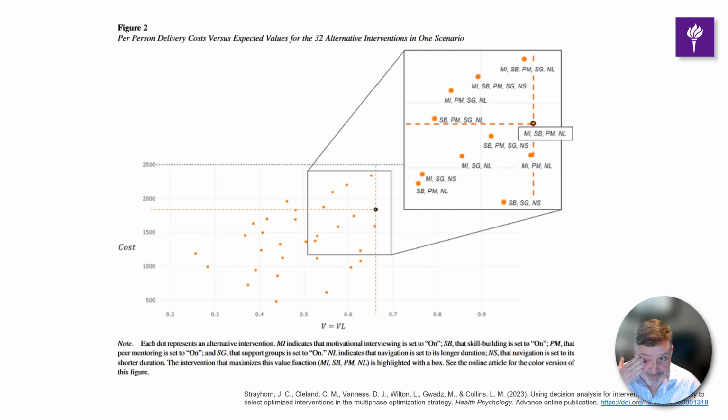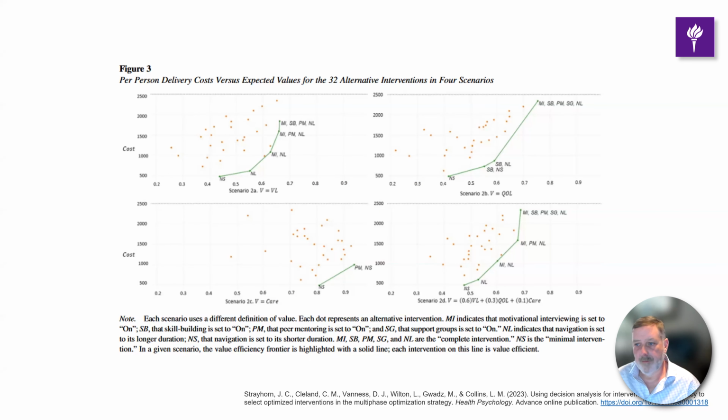Now the question is, is that our optimized intervention? How would we decide? And what if we didn't only care about viral load, but we cared about other outcomes as well? So from figure 3 in this paper, we now have identified the value efficiency frontiers for 4 different scenarios. In the upper left scenario, that is the value efficiency frontier for viral load alone.